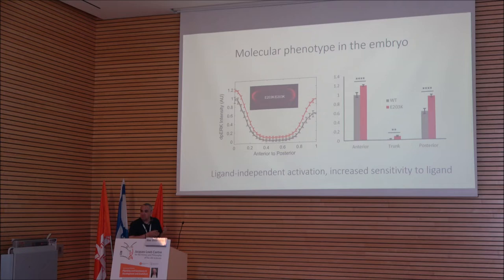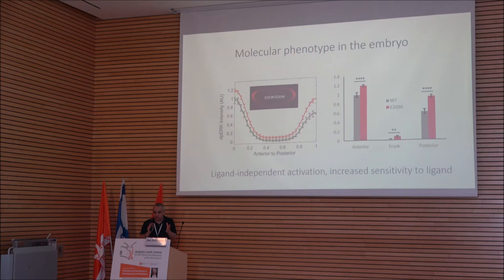So we can measure it at heterozygosity, but the effect is very subtle, okay? In the middle of the embryo, there is also a statistically significant effect. But once again, the effect is very subtle. So the quantitative changes in signaling induced by these modifications are not enormous. We're not talking about RASV12 that is associated with cancer. So development is perturbed by very, very small amounts.